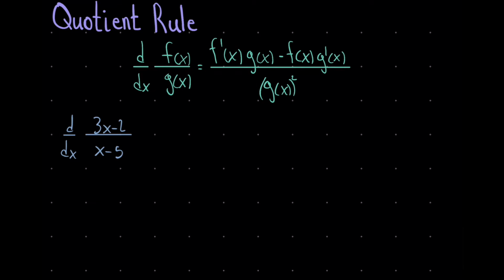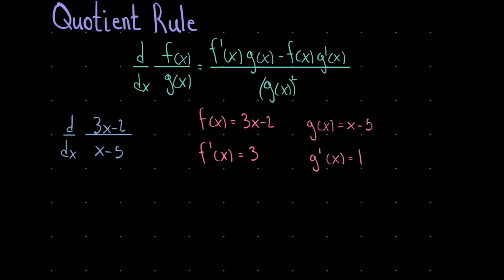So first, our numerator, we'll call it f of x. And in this case, the numerator, or f of x, is equal to 3x minus 2. And just to find this derivative, it's pretty easy. We have 3x, and the derivative of 3x is just 3, and minus 2 a constant, and the derivative of a constant is 0. So f prime x is just 3. In the denominator, we have g of x is equal to x minus 5. And this derivative is just the derivative of x, so it's just 1.